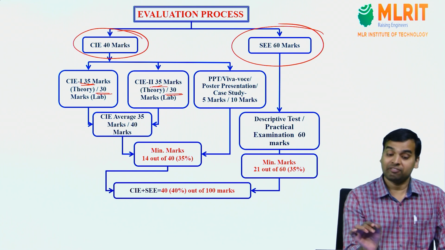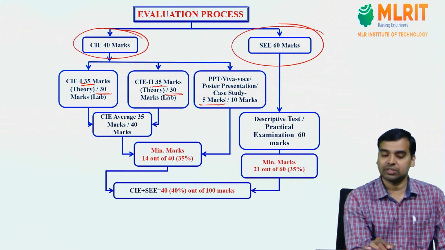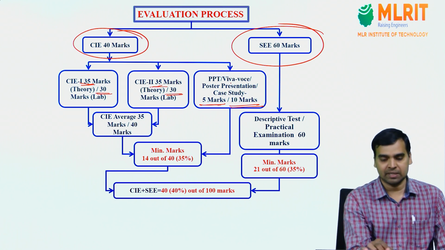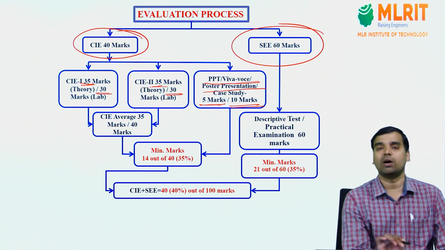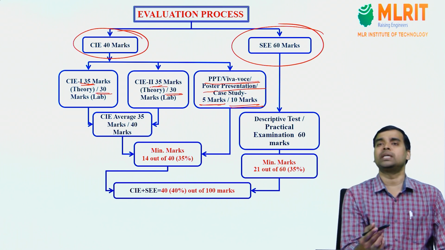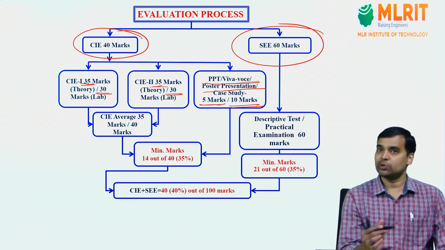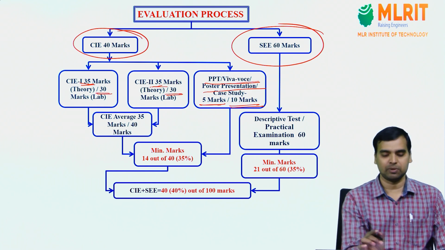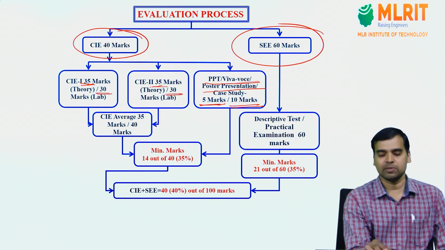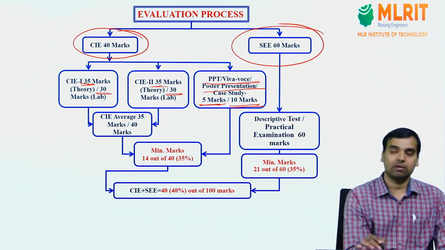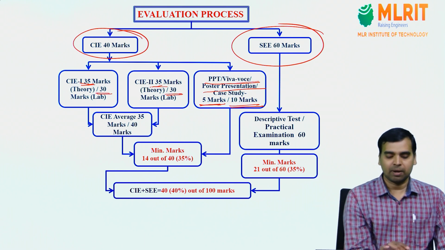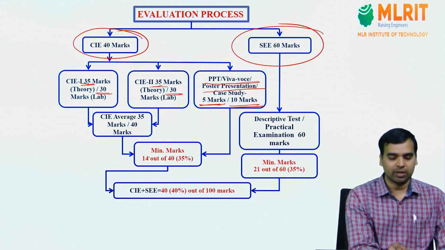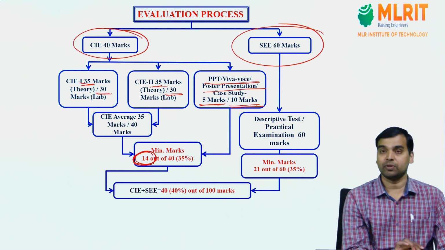Again, the remaining 5 marks in theory, which are called PPVC marks, and 10 marks in lab, may be a PPT presentation, Viva, or poster presentation given by your subject faculty. That is evaluated at once before the semester-end exam for the theory course and lab course. So theory course 5 marks, lab course 10 marks. After adding all these, the CIE marks will be out of 40. Out of 40, 35% of 40 is 14 marks, which is the pass mark. 14 marks is the pass mark.